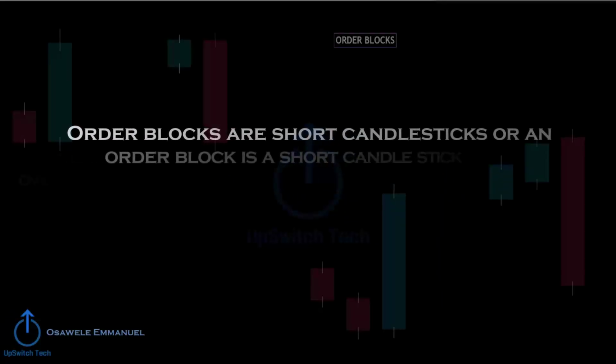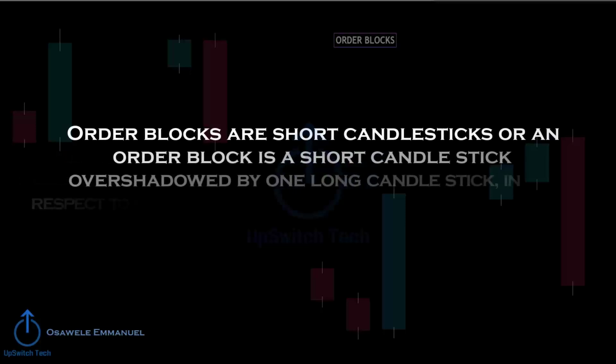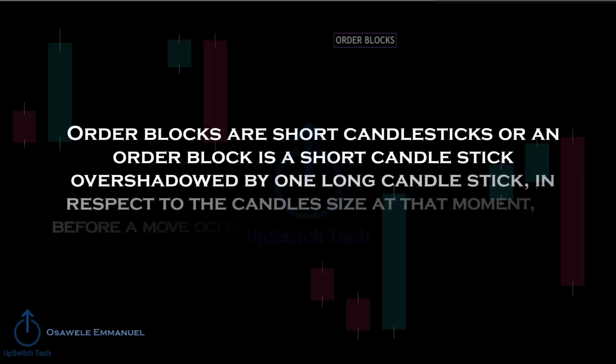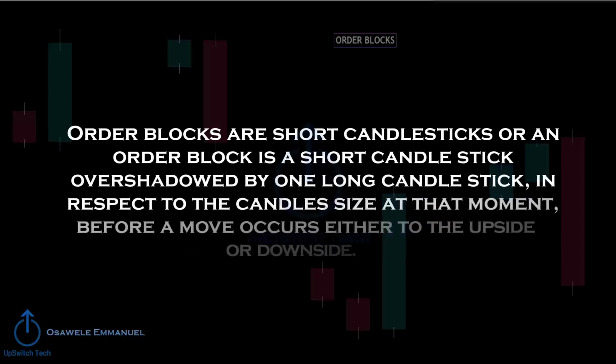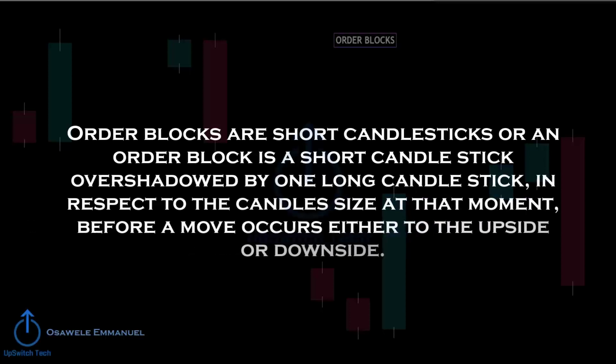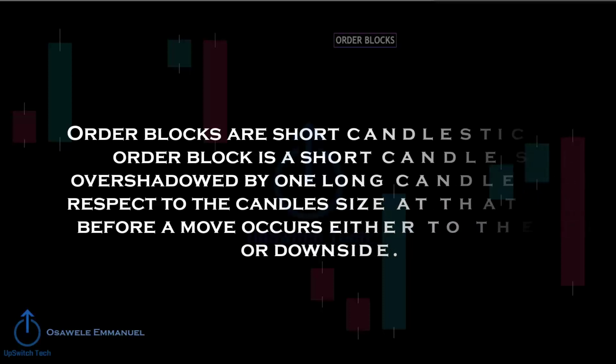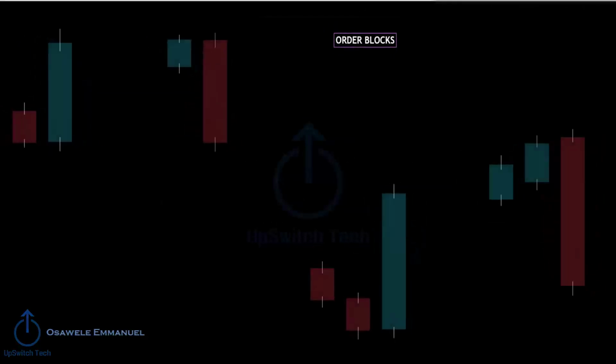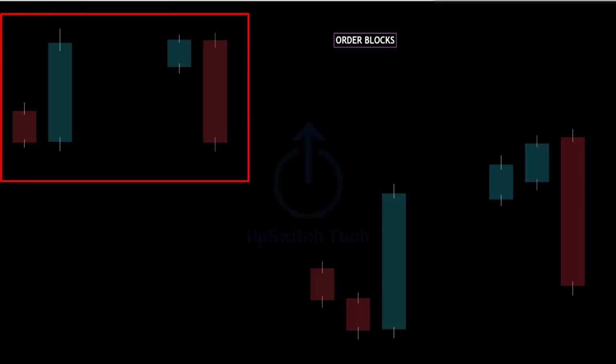An order block is a short candlestick, overshadowed by one long candlestick, in respect to the candle size at that moment, before a move occurs either to the upside or downside. These are order block formations. One short candlestick, overshadowed by a long candlestick.